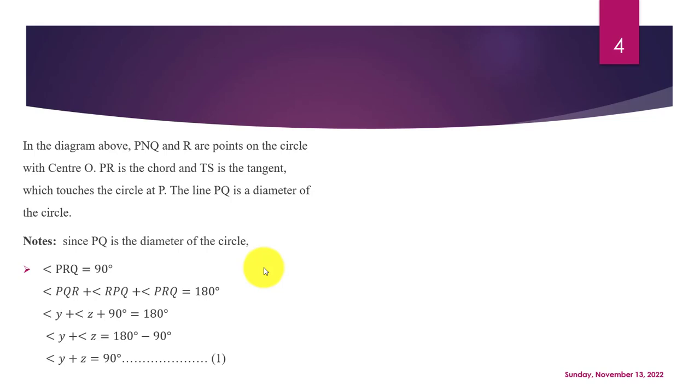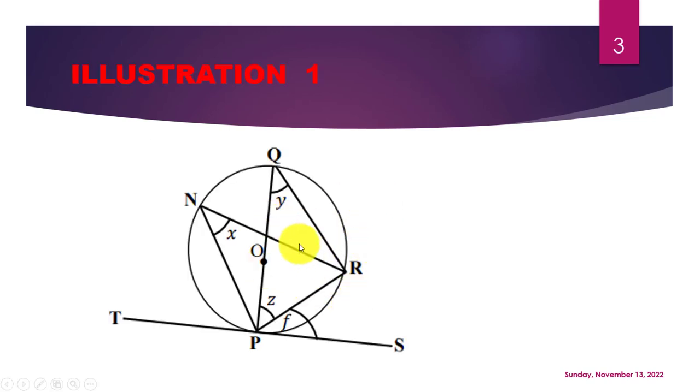Therefore, angle PQR plus angle RPQ plus angle PRQ is equal to 180 degrees. Why? Because the sum of interior angles of a triangle is 180 degrees. There is a triangle formed here, triangle PQR, and the sum of interior angles of a triangle is 180 degrees.